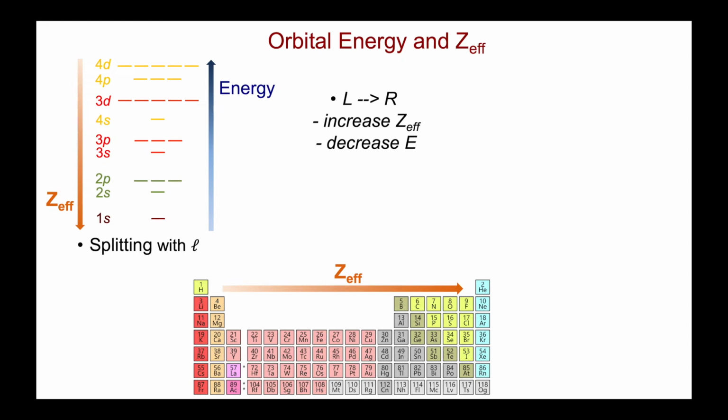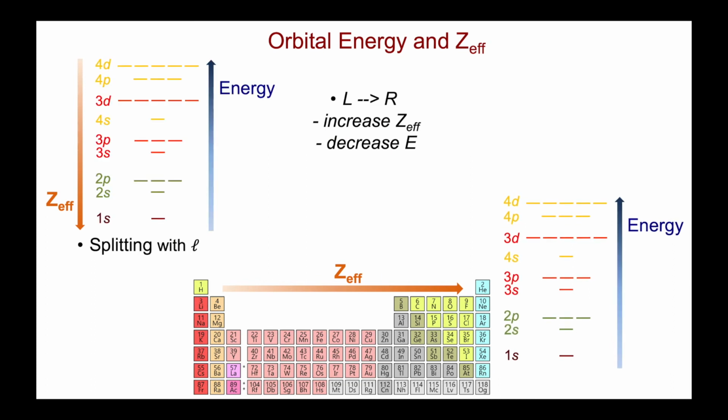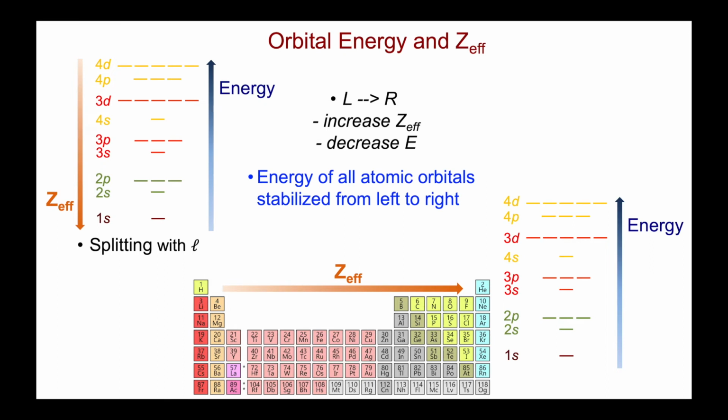And so as Zeff increases, I lower the energy of all of the orbitals. Here I'm comparing the energy of the orbitals for an element on the left side in a given row to that on the right side. And all of those orbitals shift to lower energy. All of the atomic orbitals are stabilized as I go from left to right in the periodic table. We'll see that this trend is important for rationalizing the atom size.